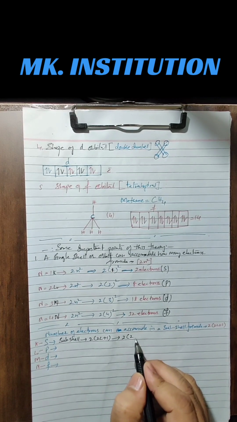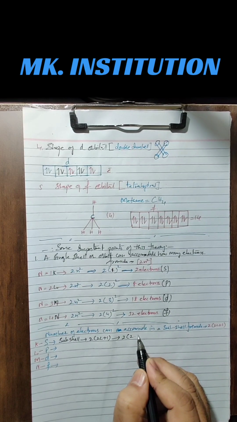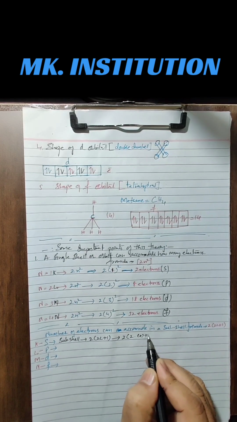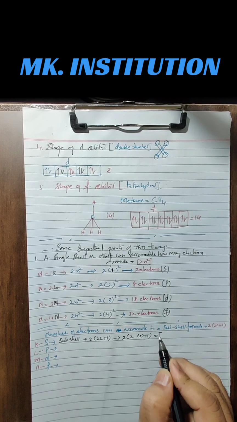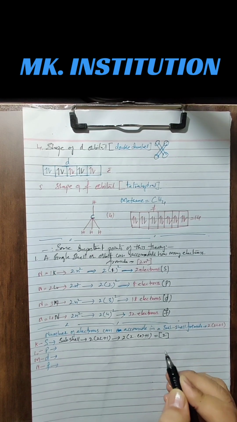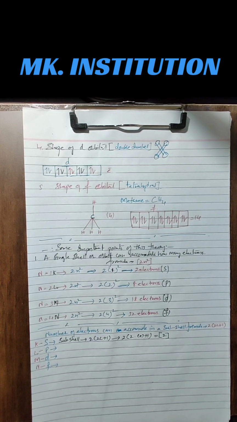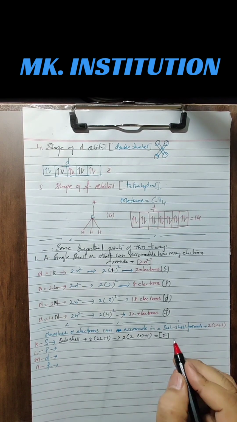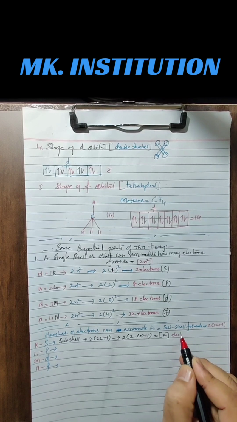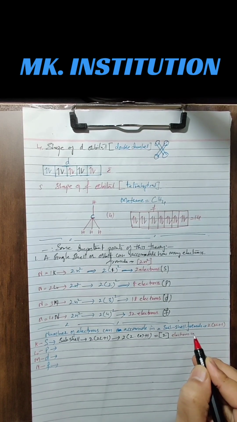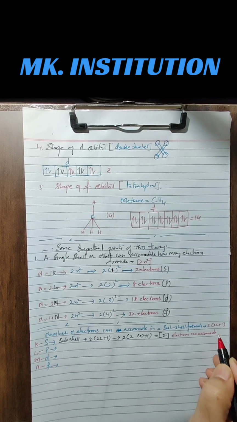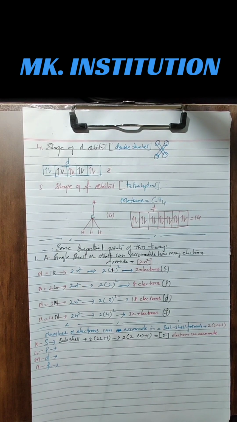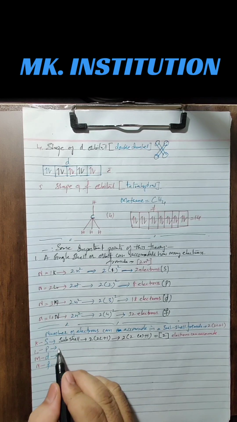2 into the first one is 0, isn't it? Here the S, P, D value is what? 0. 2 into 0 plus 1. So how much are you getting here now? 2. 2 into 0 plus 1 is 2 only. So 2 electrons can accommodate here. See the next one, P subshell.